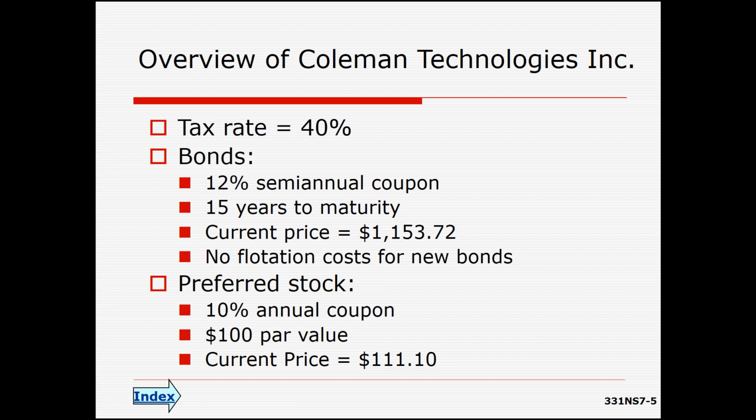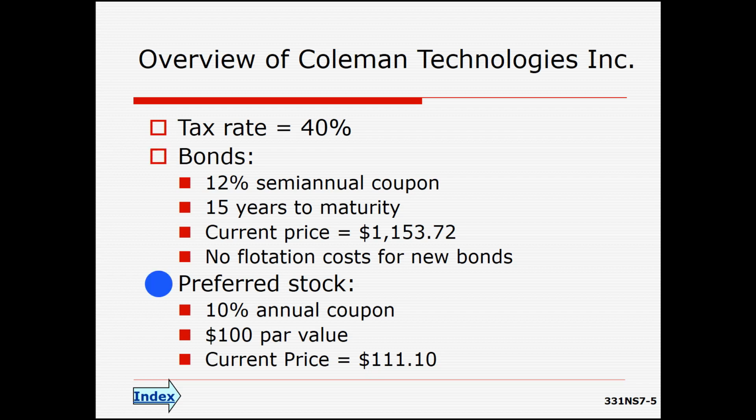Let's work through an example to see how all this works. Coleman Technologies has a 40% tax rate. They have bonds outstanding with a 12% coupon paid semi-annually and 15 years to maturity. They currently sell for $1153.72. We're going to ignore flotation costs for new debt.